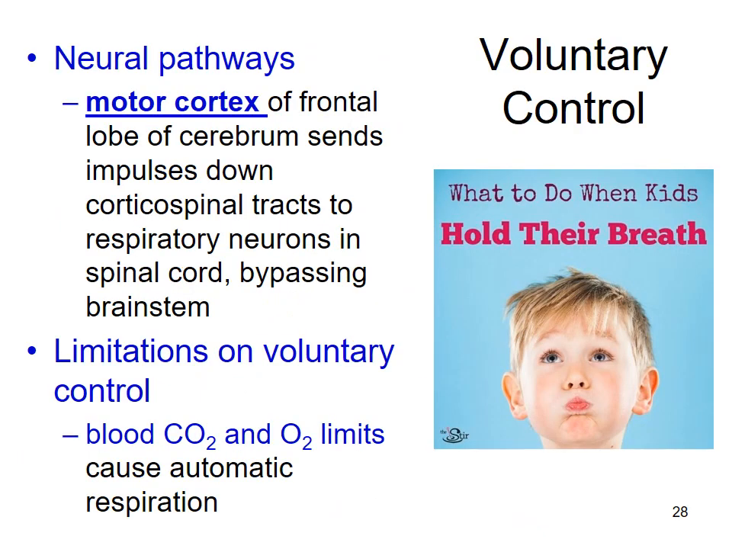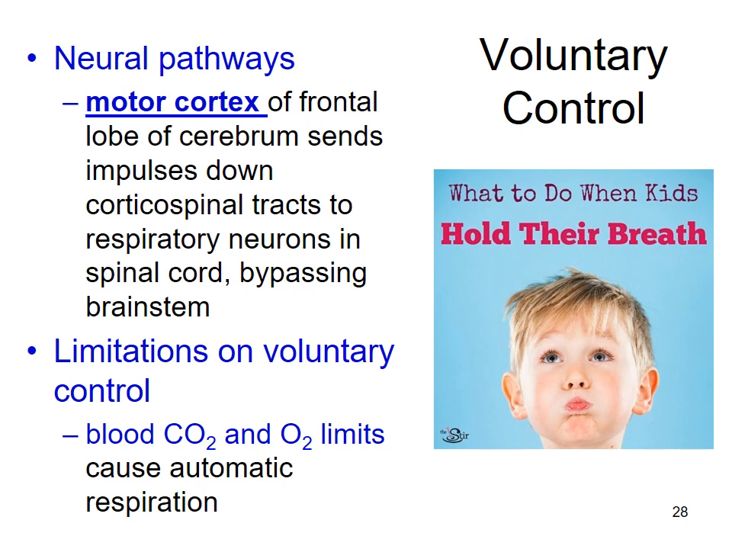All right, now this is our last slide for part 1, and it basically just reminds you that you do have voluntary control of your breathing pattern. And as I mentioned to you before, it's going to be controlled by the motor cortex. But this slide highlights the fact that your voluntary control is limited, and that basically means that your motor cortex can take over inhaling and exhaling on a voluntary basis, as long as you keep your carbon dioxide and your oxygen levels homeostatic.